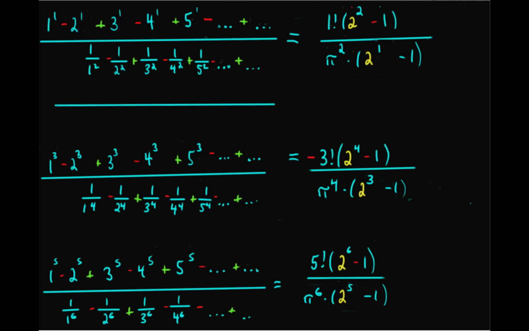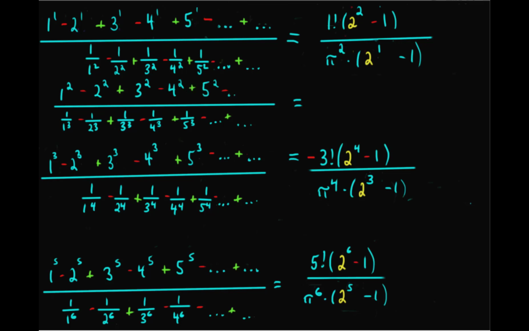But we can fill out this pattern by adding a few more expressions to the list here. For example, I could have included 1 squared minus 2 squared plus 3 squared minus 4 squared plus 5 squared minus plus, all over eta of 3, which is 1 over 1 cubed minus 1 over 2 cubed plus 1 over 3 cubed minus 1 over 4 cubed plus 1 over 5 cubed. Now, I don't have a formula for what eta of 3 equals, but by the alternating series test, I know it converges to some positive number. Meanwhile, the value that we assigned to 1 squared minus 2 squared plus 3 squared minus 4 squared and so on is 0. So this quotient is 0 over something. It's not a 0 over 0 expression, so the entire thing just reduces to 0.